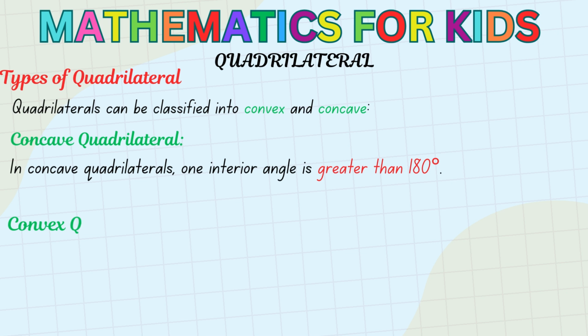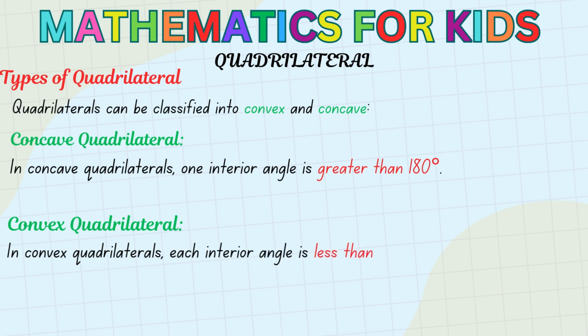Now, what about the convex quadrilaterals? In convex quadrilaterals, each interior angle is less than 180 degrees. And here is a convex quadrilateral.